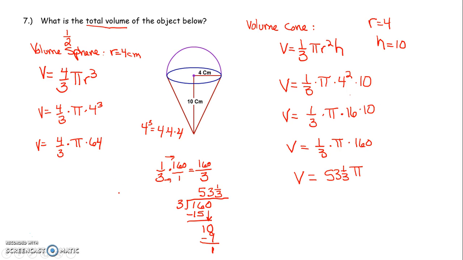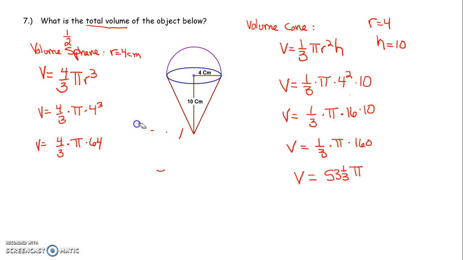I'm just going to erase some of this excess stuff so I have enough room. All right, things don't really want to erase for me. Okay, so we're going to do 4/3 times 64. We can multiply straight across the top, straight across the bottom if we want. 64 times 4.